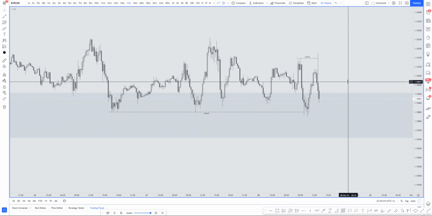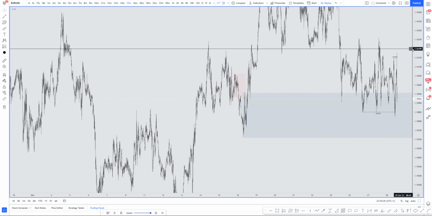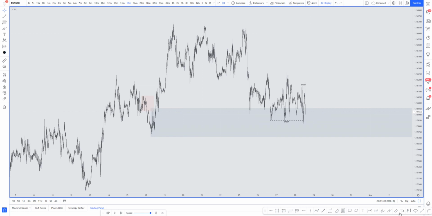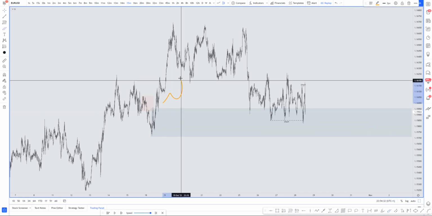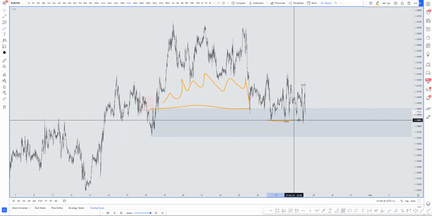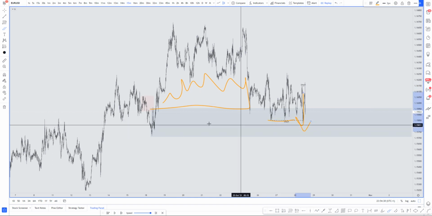So when I say external range liquidity, the simplest way of thinking about it is if this is our range, we filled the liquidity void, we stacked a bunch more liquidity, we tapped into it.